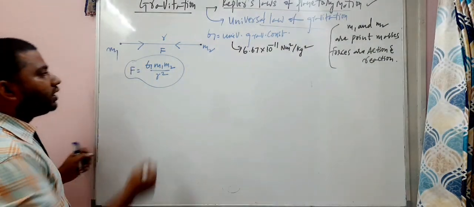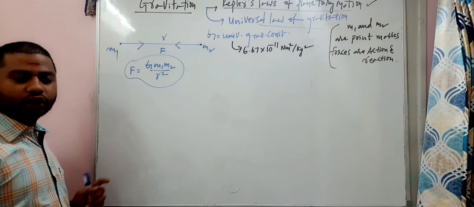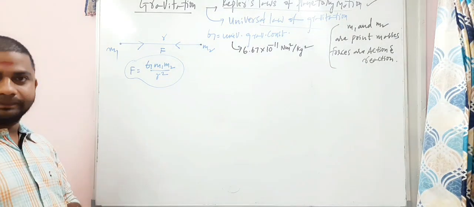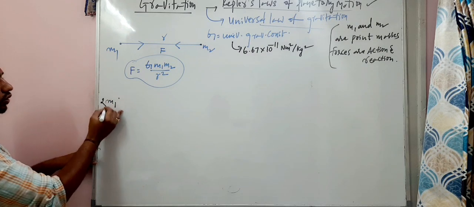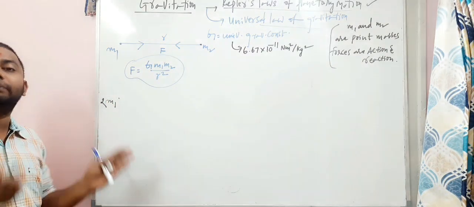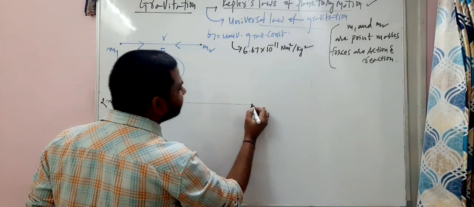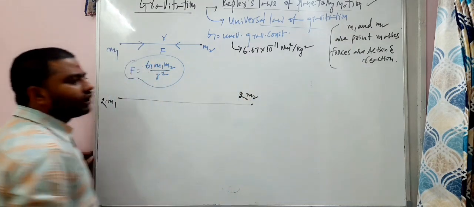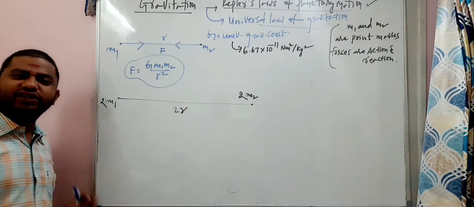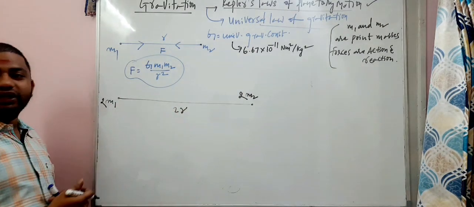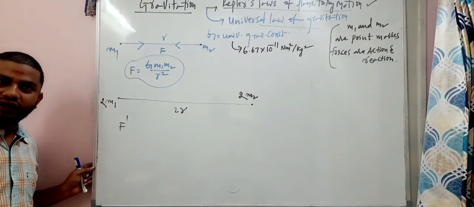Alright, m1 and m2 are the masses of the two bodies and r is the distance between the two bodies. This is Newton's law of gravitation. Now imagine the mass m1 becomes 2m1, so the mass is doubled, and m2 became 2m2. Both masses are doubled, and the distance between them is also doubled, my dear students. What is the new gravitational force? F dash is the new gravitational force.